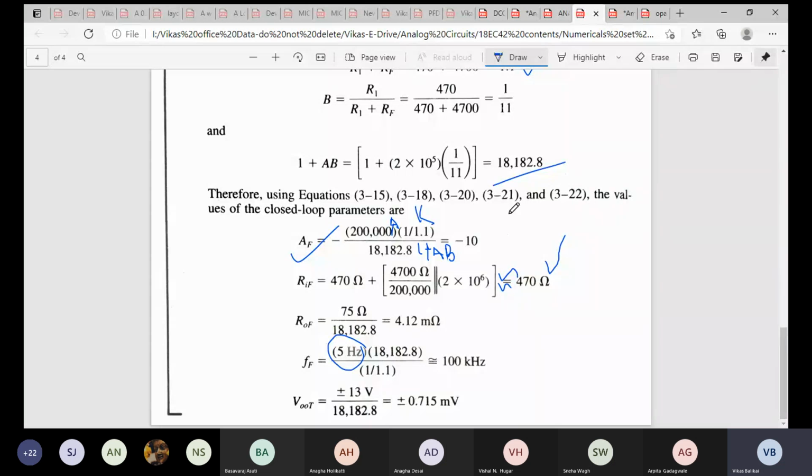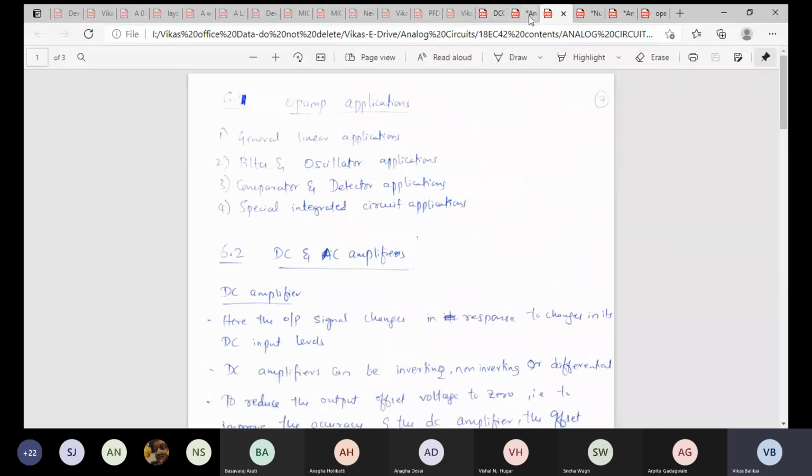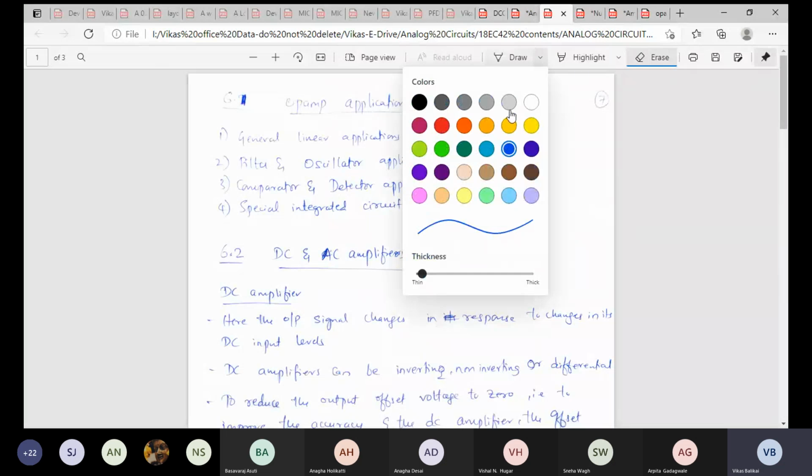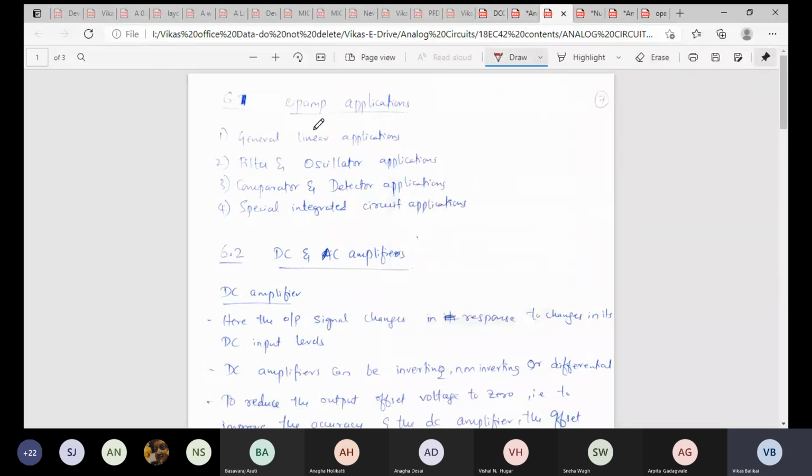Now, before we move ahead with the next concepts, the next concept here would be the op-amp applications. So as you already know, op-amp has got various applications in its pocket, and basically the applications are categorized into 4 different aspects.